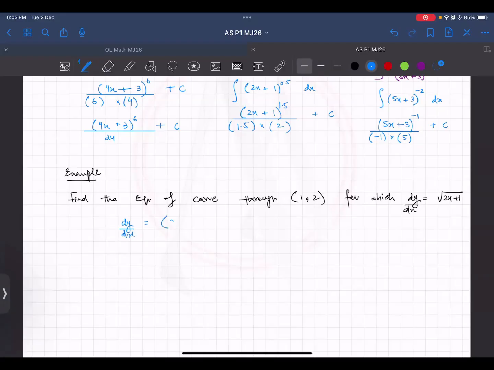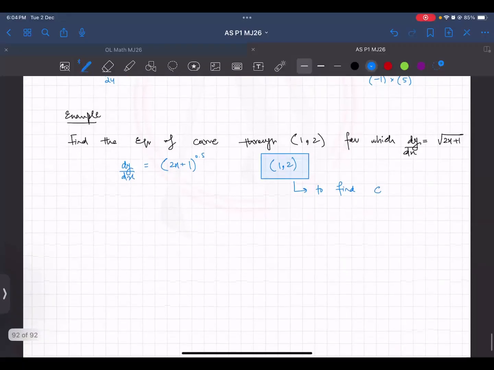It is (2x plus 1) power 0.5. And they've given you a point through which this curve is passing. Why have they given you a point? So that we can find the value of c. To find c, this is the condition they have given to us.